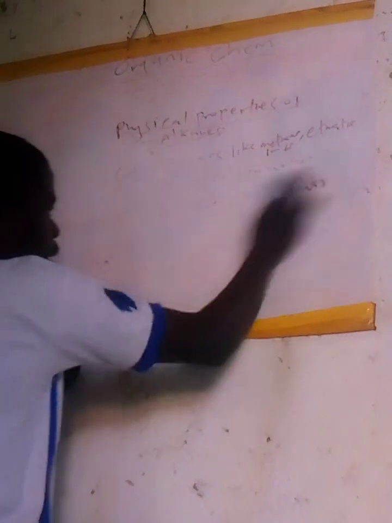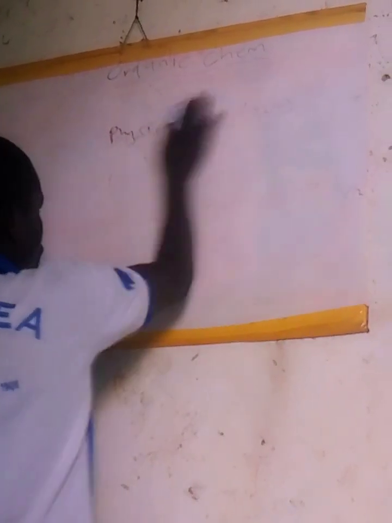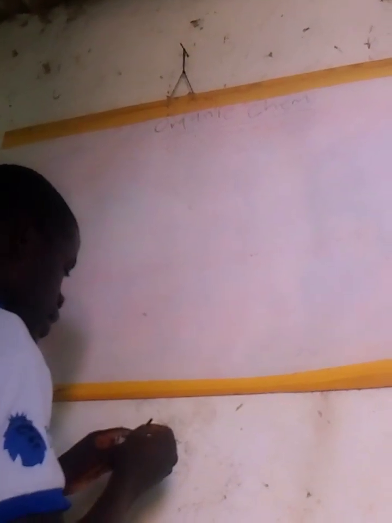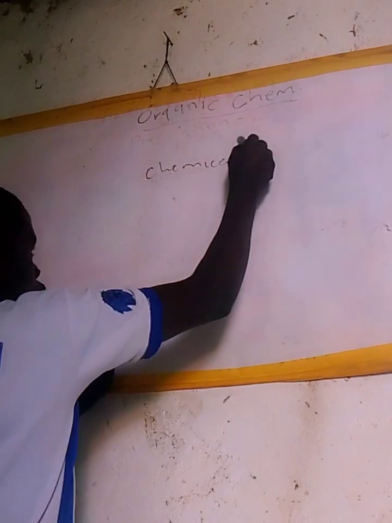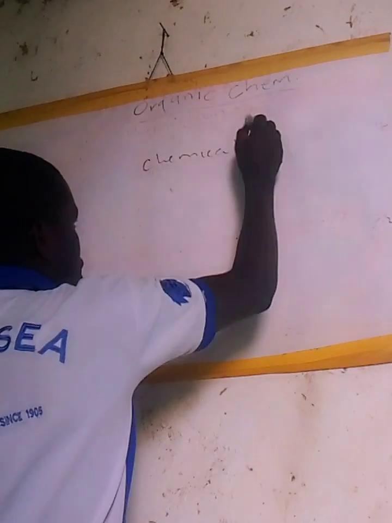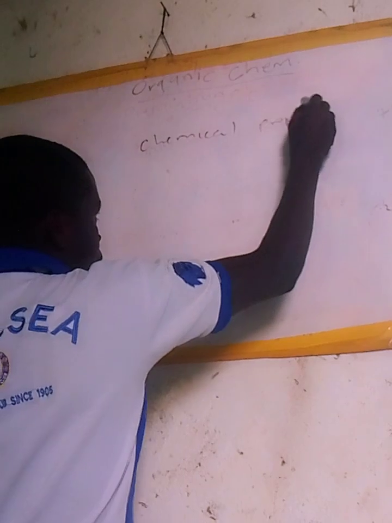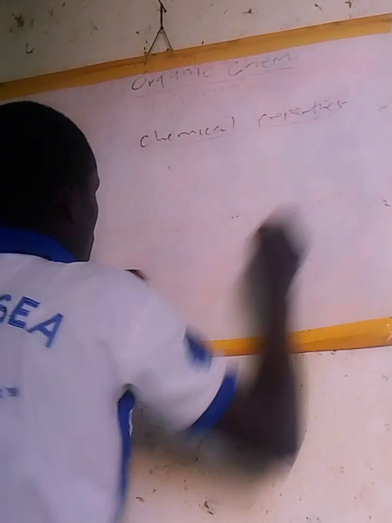Let's move to chemical properties. Physical properties, that one is simple. Chemical property, that's where we might be asked questions. Chemical properties of alkanes. So the first chemical property, they burn in oxygen to produce carbon dioxide and water.